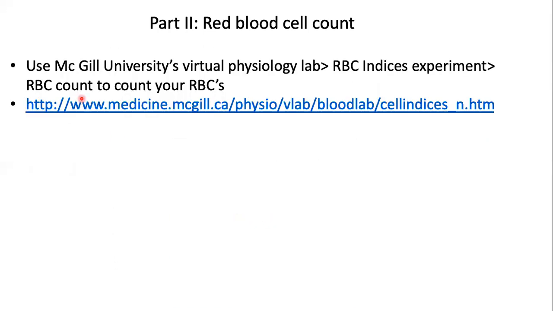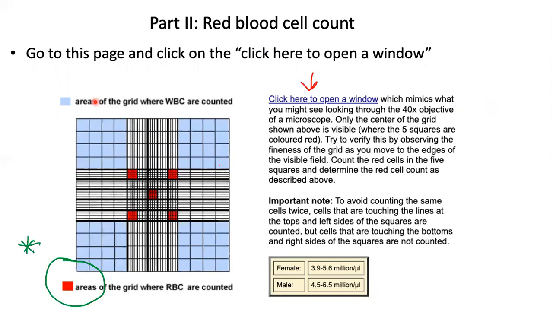You're going to go to McGill University. It's a university in Canada, and it's actually a really great physiology university. So you're going to go to the virtual physiology lab, go to the red blood cell indices experiment, and go to the red blood cell count to count your red blood cells. Here's their website. You're going to see a page that looks like this.